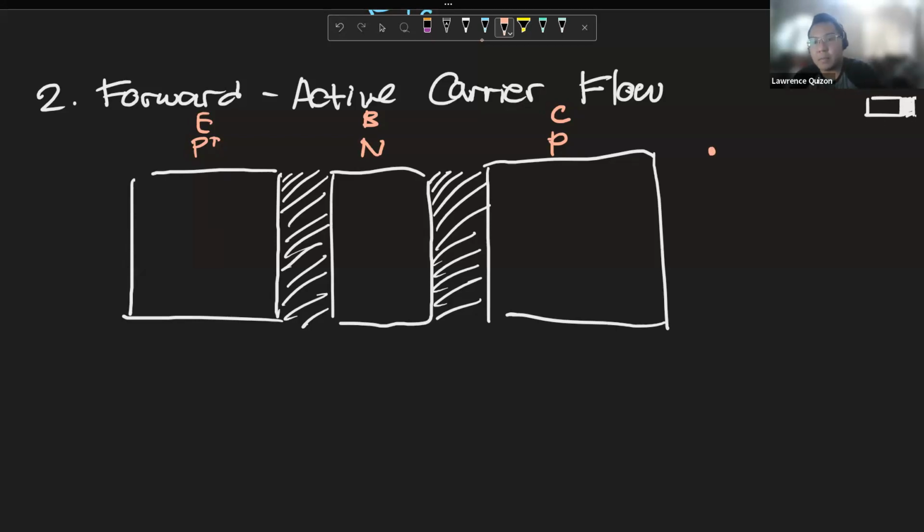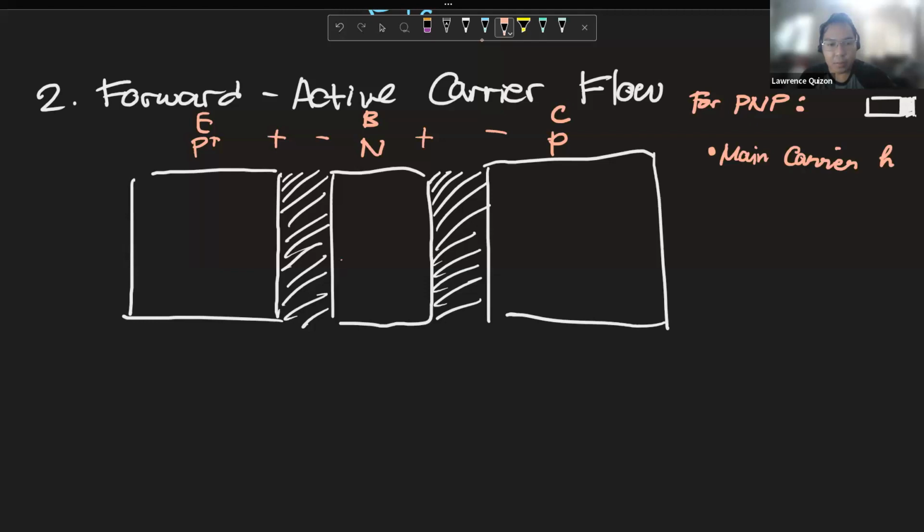So for a PNP BJT, ano ang main carrier natin? Holes, no? So holes ang main carrier natin, no? And we know na forward bias to, di ba? And then reverse bias to, no?